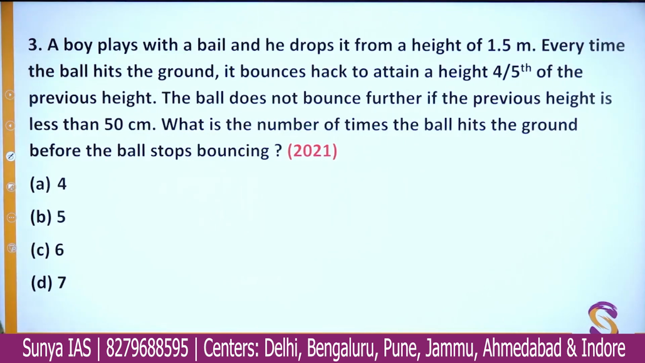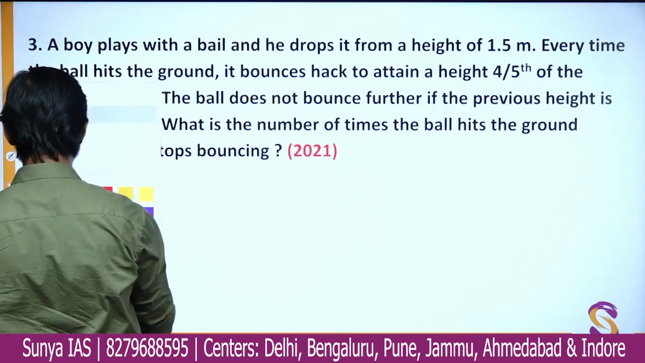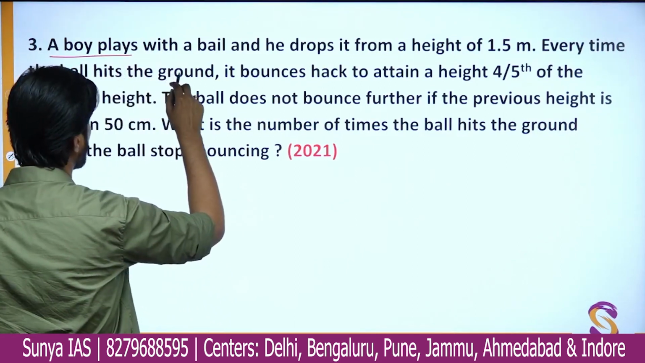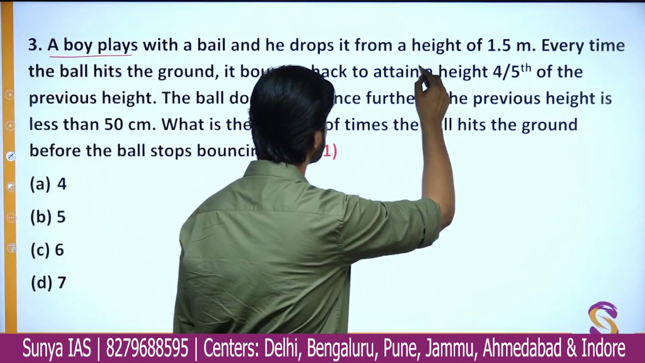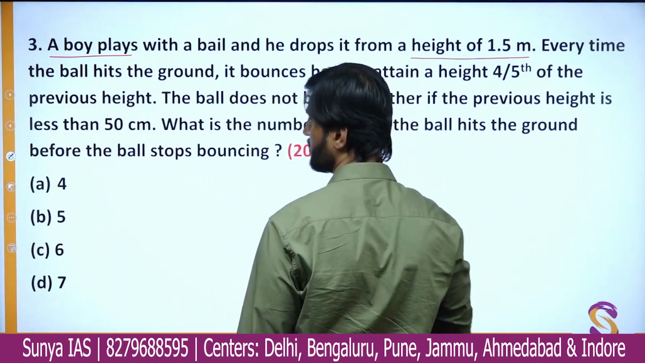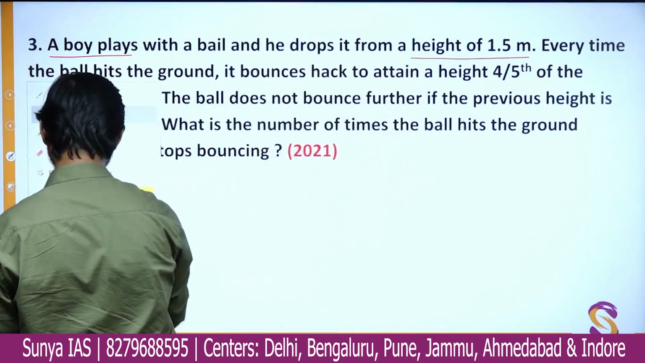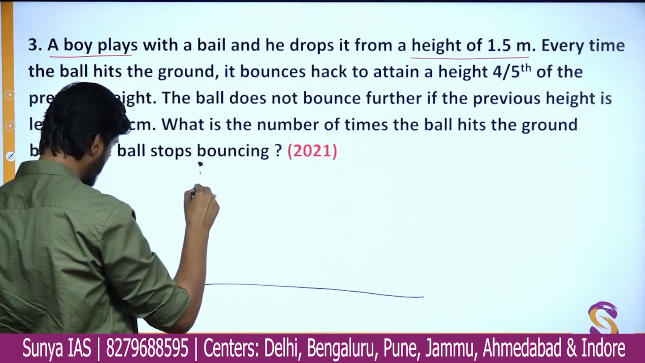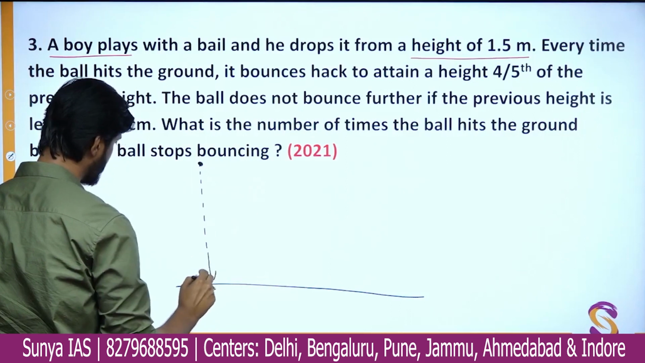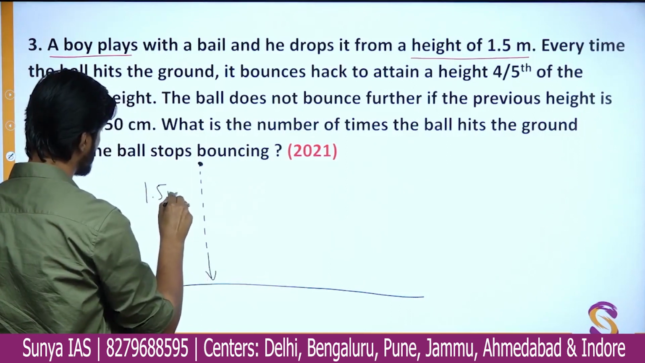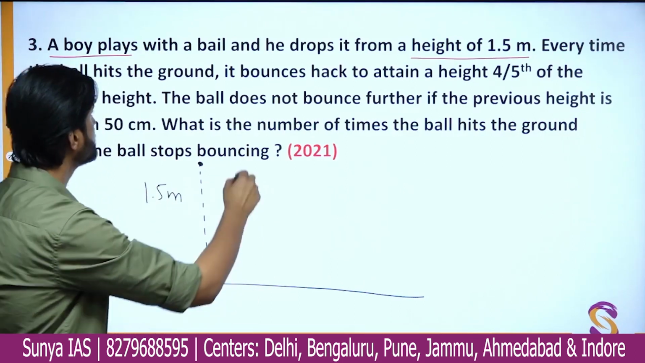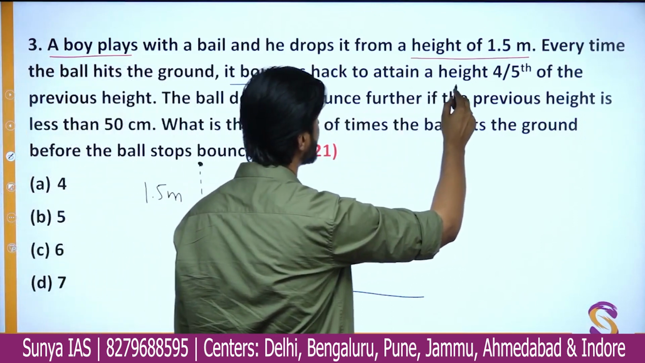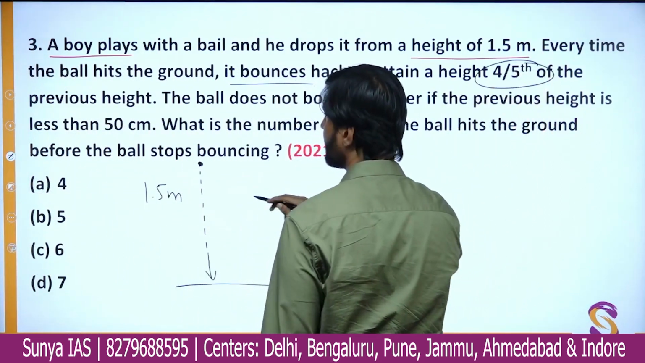Okay, so now we have the third question, which says a boy plays with a ball and he drops it from a height of 1.5 meter. Let me draw it. We have the ground here and you are dropping the ball from a height of 1.5 meter. Now it says that when it bounces back, it attains a height of 4/5 of the previous height.